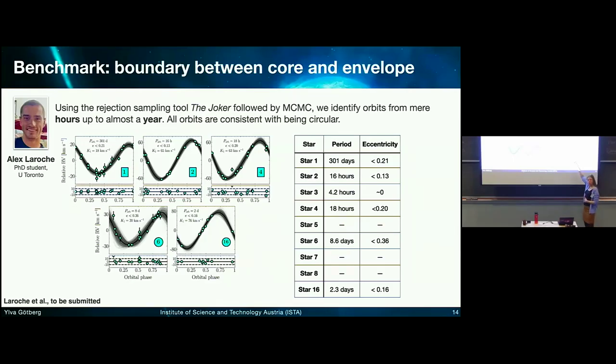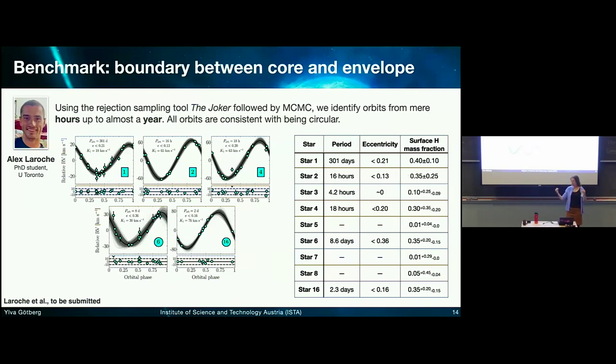But there are some other orbits and some constraint for the eccentricity. Everything is consistent with 0. Something we found was interesting that Alex did here was to compare with the surface hydrogen mass fraction of these objects. And you can see that the ones with an orbit have hydrogen. And they have, on average, a hydrogen mass fraction of about 0.35.